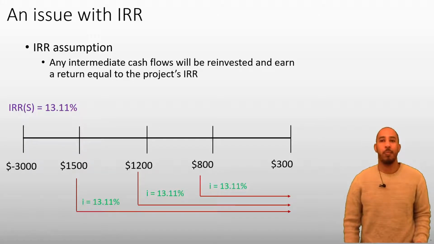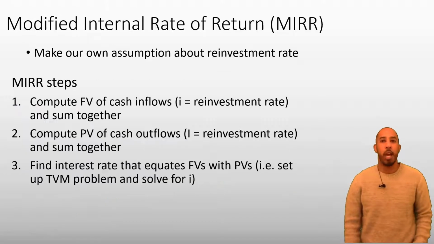Why is this an issue? Well, imagine we're evaluating an extraordinary project, a once-in-a-lifetime opportunity that's expected to generate a huge return. We're never going to encounter anything like this again. If that's the case, does it make sense to assume that the cash flows we receive throughout the duration of the project will be reinvested into something which has the same extraordinary return? Probably not. So in comes modified internal rate of return to the rescue.